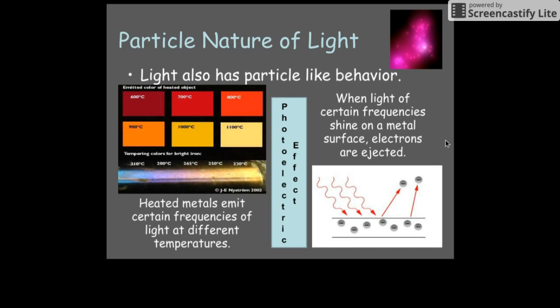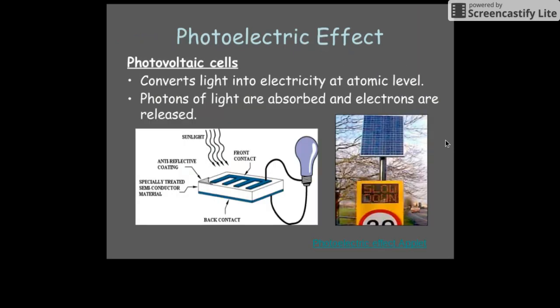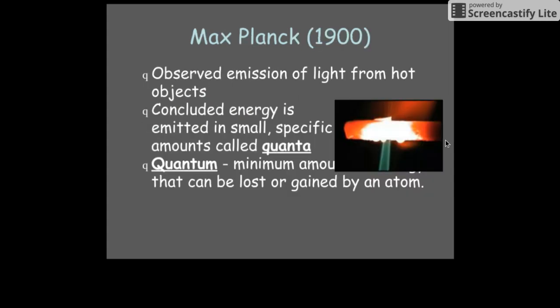As metals were heated, they emitted certain frequencies of light. At different temperatures, the metal was a different color. And that color is related to the energy absorbed by those electrons before they were ejected from the surface of that metal. Oh, we can talk a little bit about that later. That's not a huge deal.